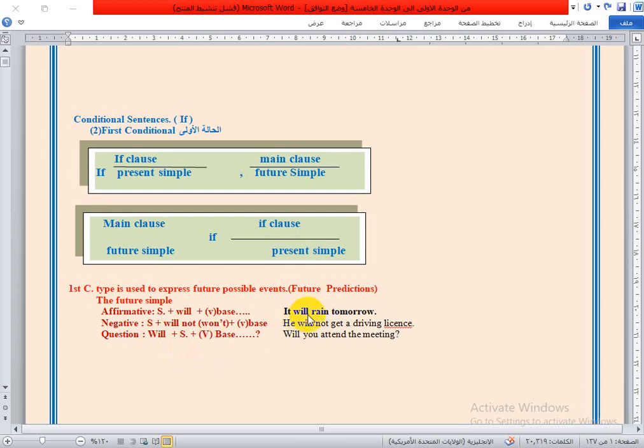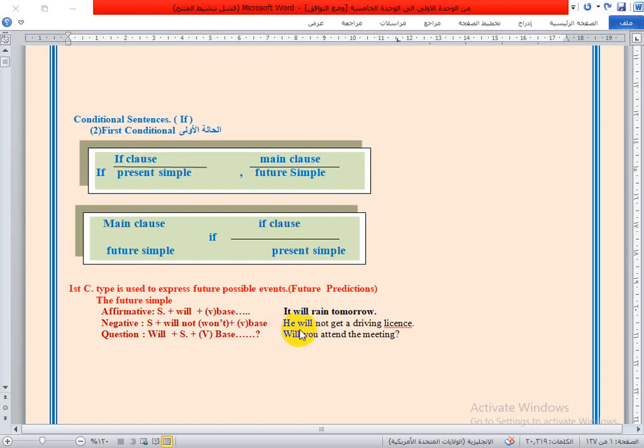For example, it will rain tomorrow. This is a future prediction. This is the future simple. It consists of the subject plus will plus infinitive. This is the affirmative form of the future.